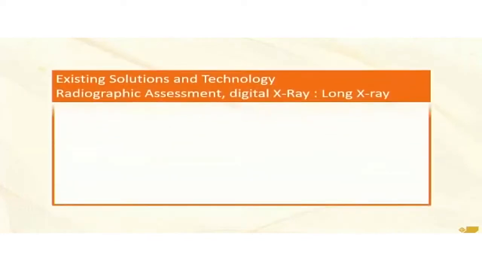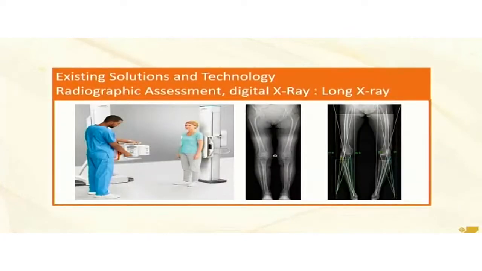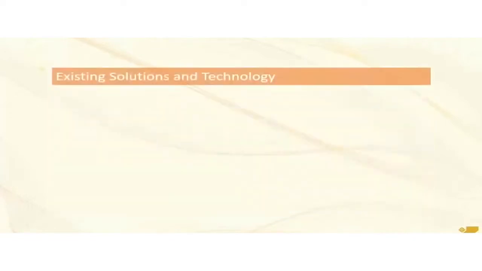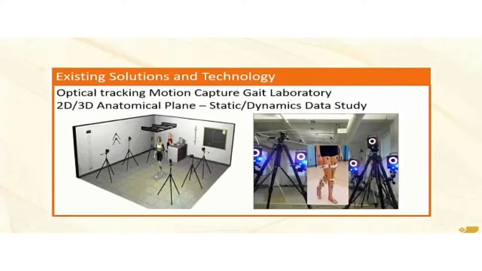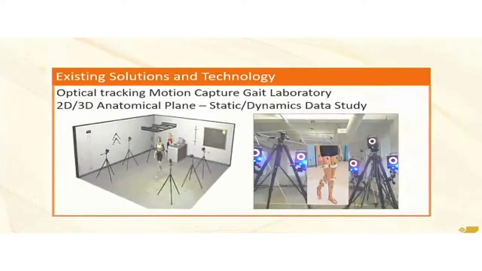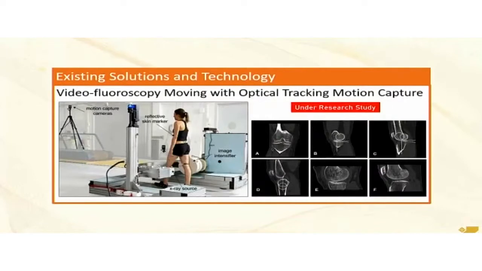So what are the existing solutions? As we have already learned from the morning, it can be just a 2D sort of picture where you can find out what could be the weight bearing and changes. Then we have optical tracking and 2D, 3D different methodology with cameras and other things. And now recently it has come up with an IITV, where the patient walks on that particular floor and IITV pictures are taken, which is under research.